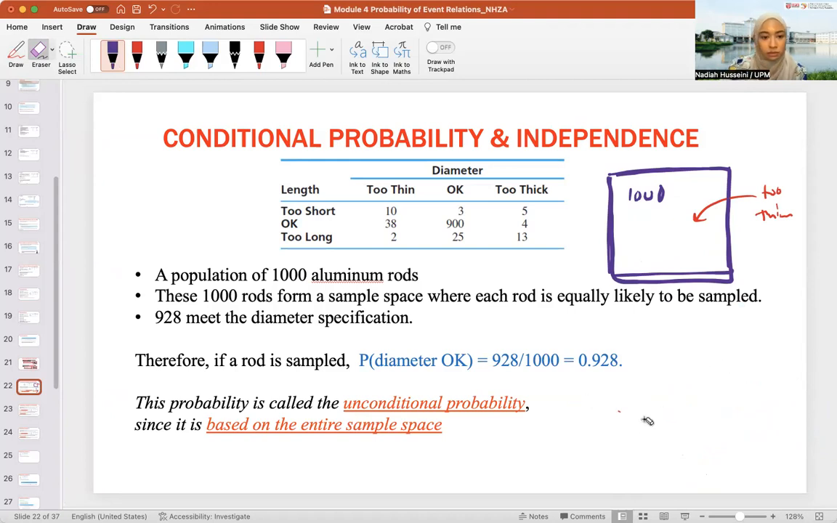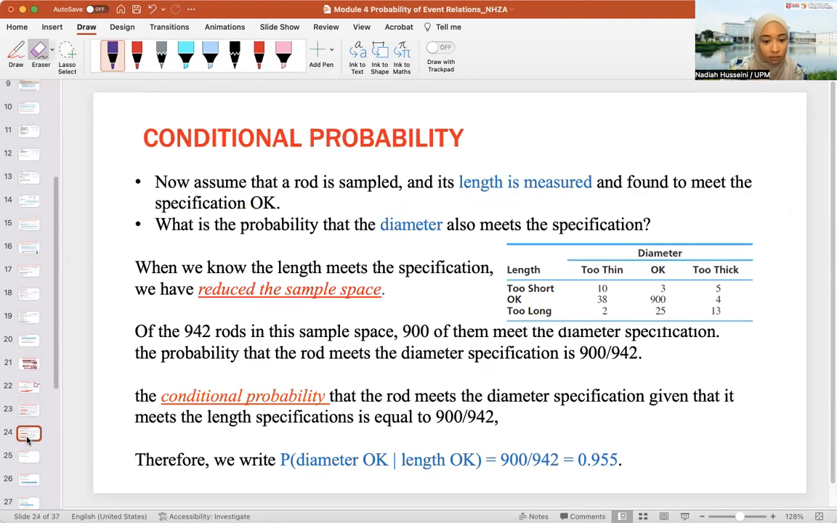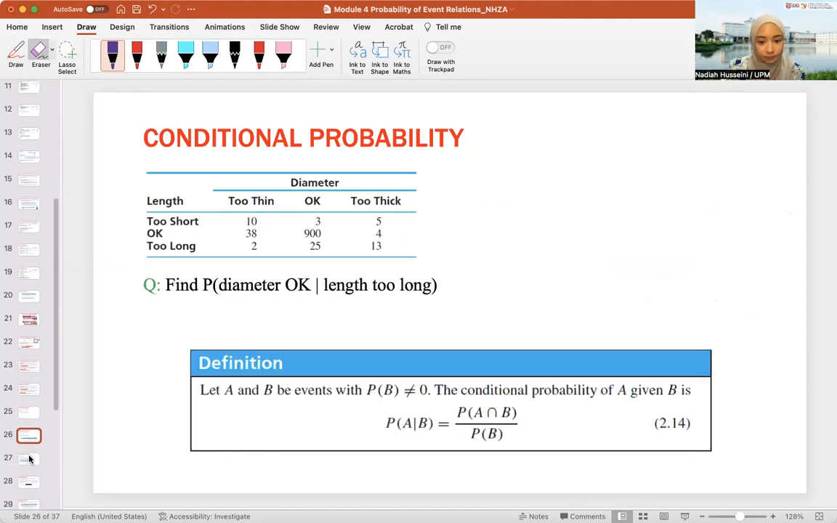Let me remove this. This probability is called conditional probability and independence, a population of 1,000. 98 meet this diameter specification. We already did this one. Conditional reduces sample space. This one we already did, not this one. We already did this one as well.